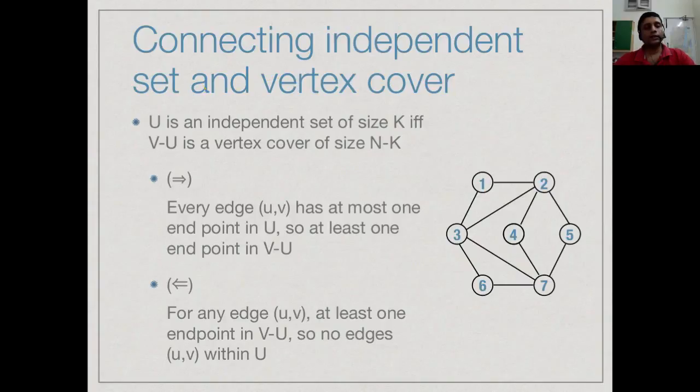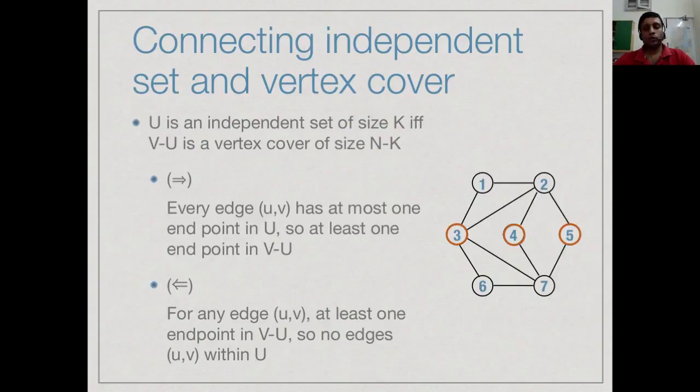The connection is that U is an independent set of size k, if and only if its complement is a vertex cover of size n minus k. Right? So in our case, U 3, 4, 5 was an independent set of size 3, then its complement must be a vertex cover of size n minus k. So if I could solve the vertex cover problem for a certain size, I can solve the independent set problem for n minus k. So I can convert one to the other.